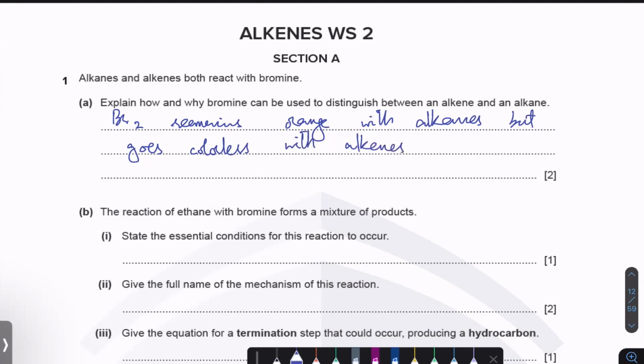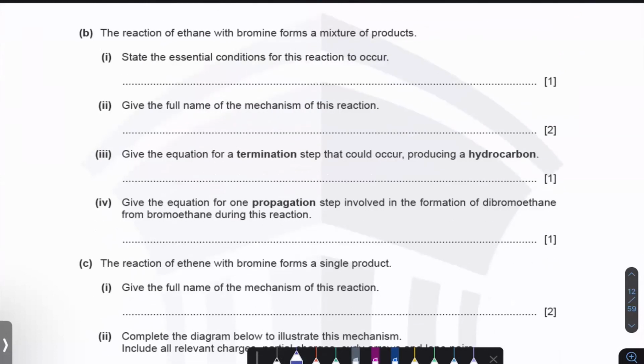Why? To make halogen alkanes, or haloalkanes, also called alkyl halides. The reaction of ethane with bromine forms a mixture of products. Ethane, okay? That means free radical substitution. So what do we need? Ultraviolet light.